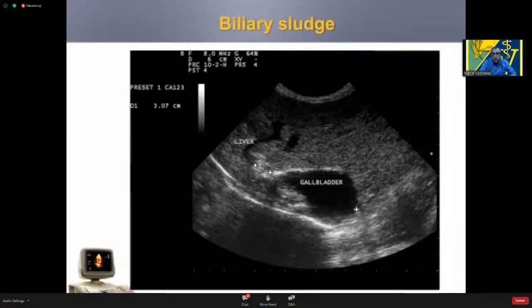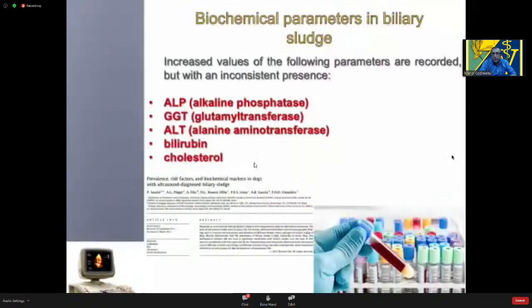Also, I told you it's important to have in mind all the time the aspect of the wall, of the content, and the contractility and the tonus. In addition to these general coordinates, in addition to the echographic pattern, the biochemical parameters in case of biliary sludge can show us a lot of changes. In very many cases, we can register increased values of different parameters, but it's important to notice the inconstant presence and no obvious clinical or paraclinical significance.